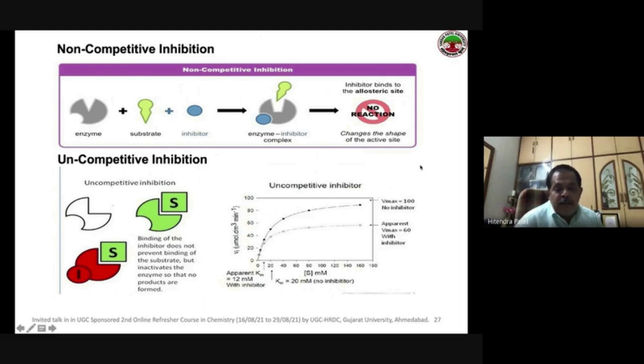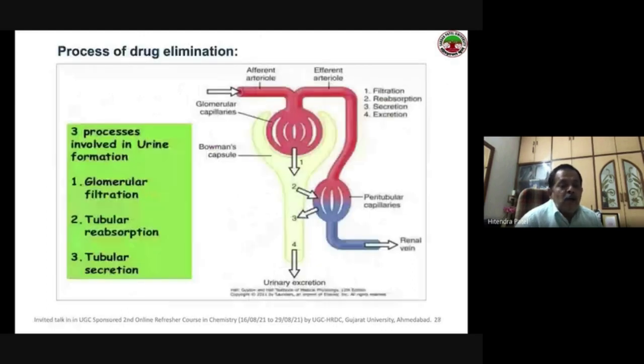So these are the three important terms: competitive inhibitors, non-competitive inhibitors, and uncompetitive inhibitors. Now the last term is the process of drug elimination. The first three terms are drug absorption, drug distribution, and drug metabolism, and the fourth one is the process of drug elimination. So this is the fourth part of the ADME tools for pharmacokinetics.